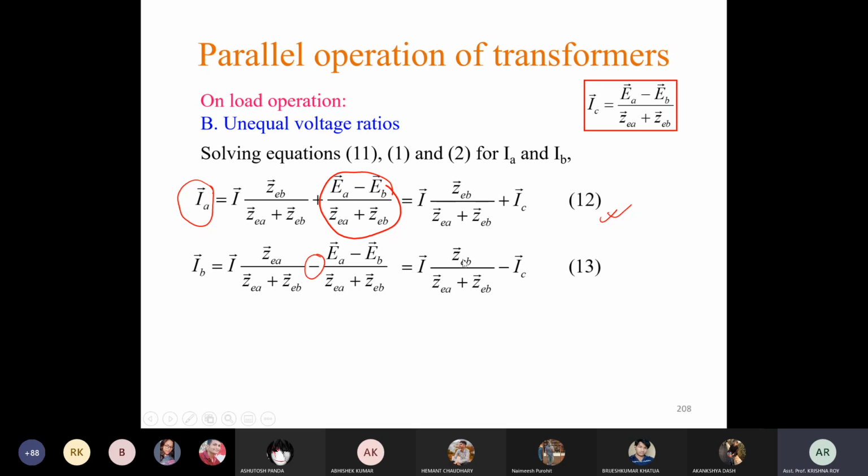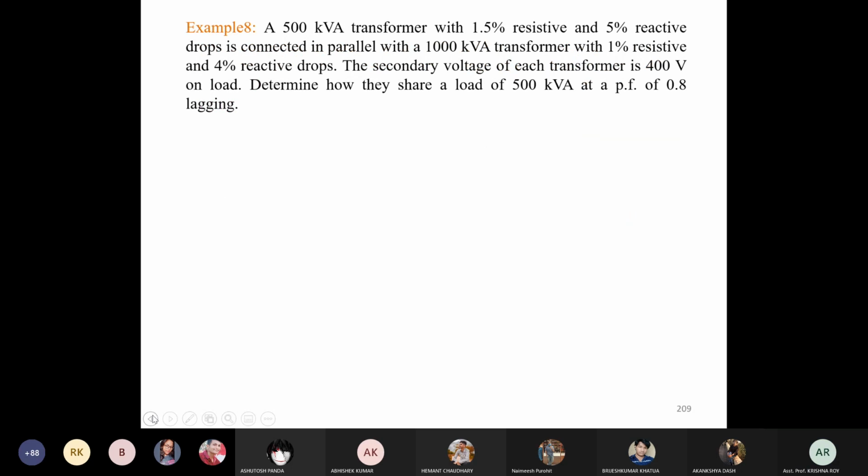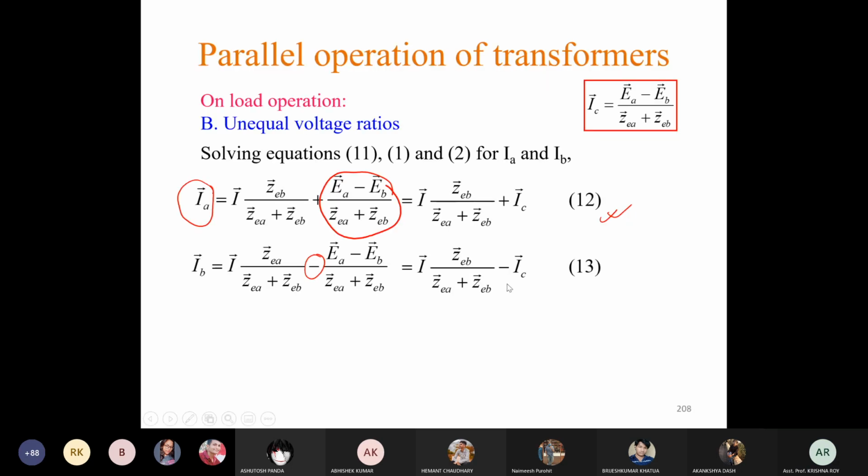So I into, that means this is the current due to load, and this is the circulating current. So that is the situation when unequal voltage appears across the two secondaries of the two transformers connected in parallel.